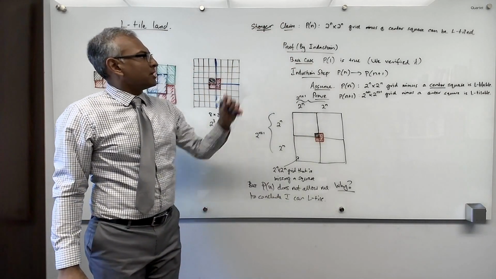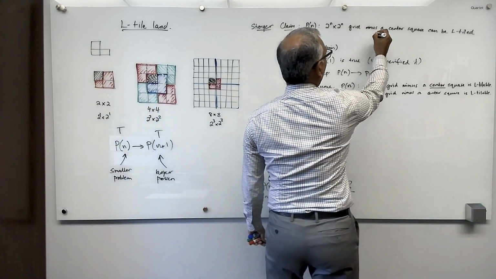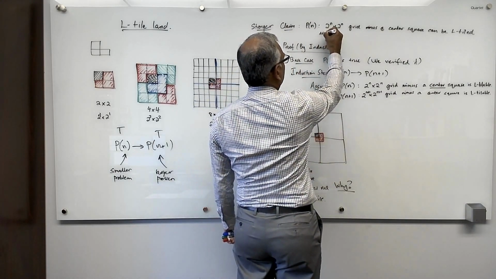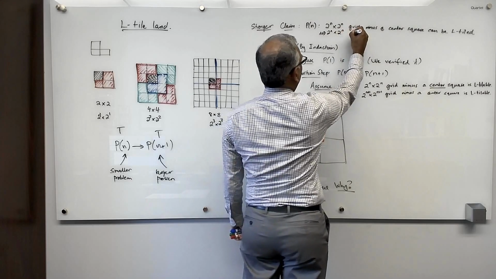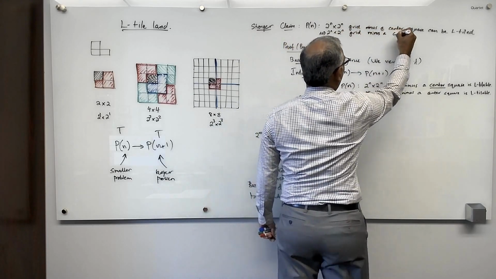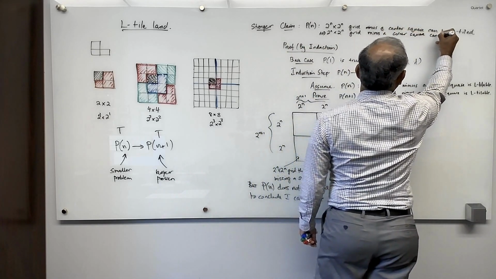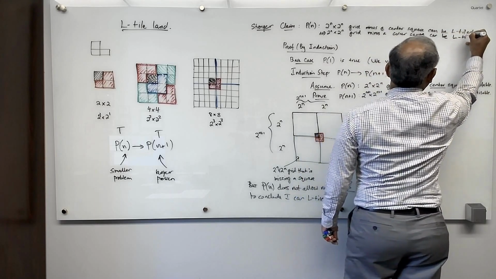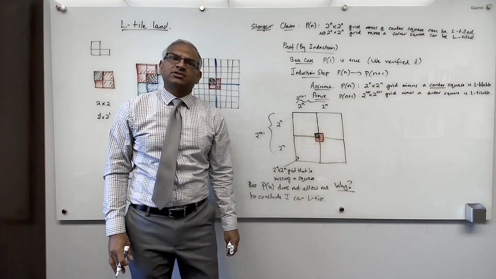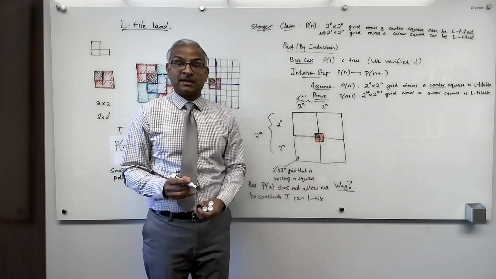The 2 to the n by 2 to the n grid minus a center square can be L-tiled, and the 2 to the n by 2 to the n grid minus a corner square can be L-tiled. You see, I'm adding something more to prove. Not just that if it's missing a center square, it can be L-tiled, but also if it's missing a corner square, it can be L-tiled.